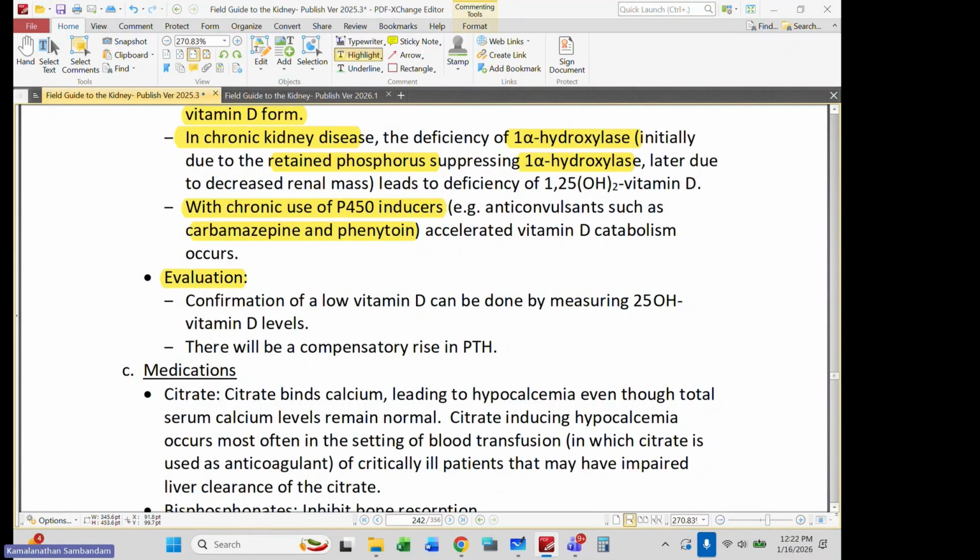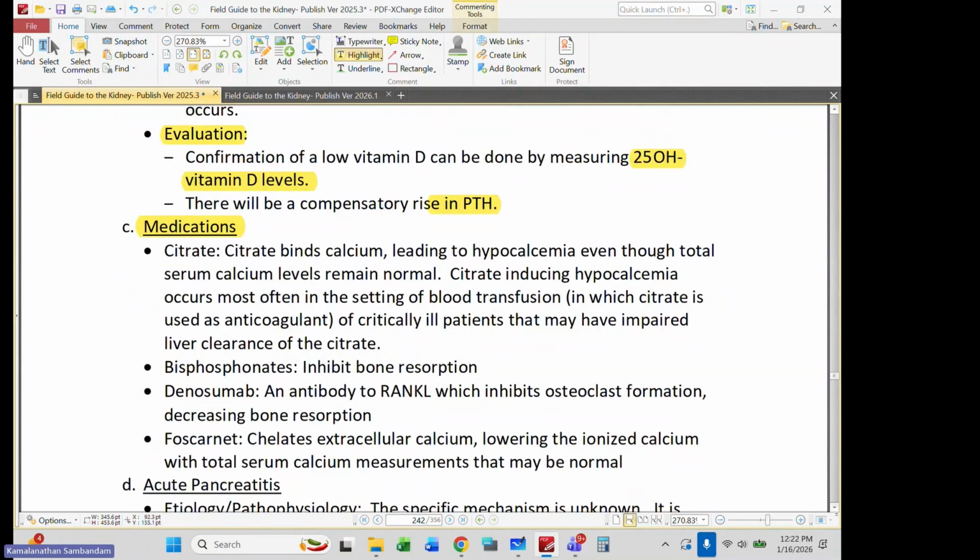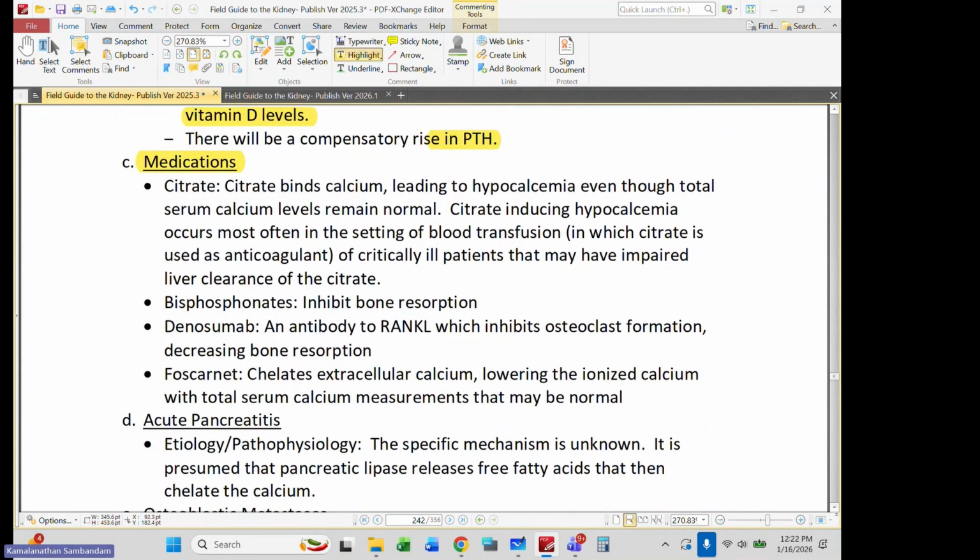Long-term use of carbamazepine or phenytoin, that is Dilantin, can be associated with vitamin D deficiencies in pediatric patients and also in adults. Right. Obviously, we're going to check vitamin D levels or calcitriol levels. Notice that there will be a compensatory rise in PTH. Okay. Moving on to other acquired forms of hypocalcemia include medications.